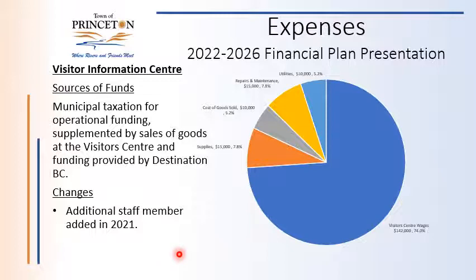Visitor Information Center. We have a Visitor Information Center downtown. For the sources of funds, we're provided an annual operating grant from Destination BC. There's also a gift shop that operates at our Visitor Center that provides some basic revenue, but still a good, solid source of funding for the Visitor Center is provided through municipal taxation.